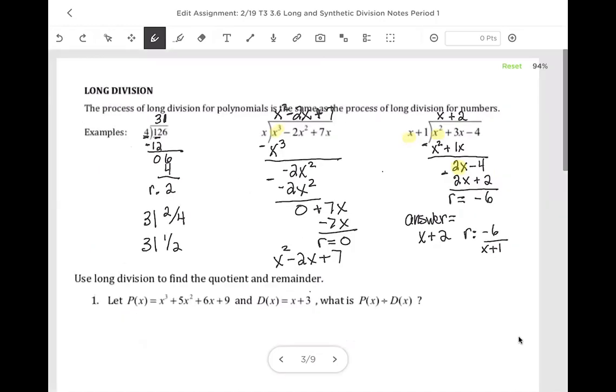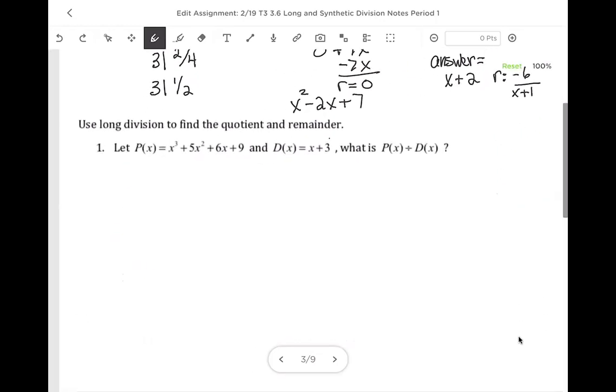All right, let's try another one. So we've got a polynomial that's cubic divided by a polynomial that is linear. X plus 3 we call a linear polynomial. If you were to graph that, it would graph to be a line. So it says, what is P of X divided by D of X? So that means we're going to set it up. X plus 3 divides into X cubed plus 5X squared plus 6X plus 9.